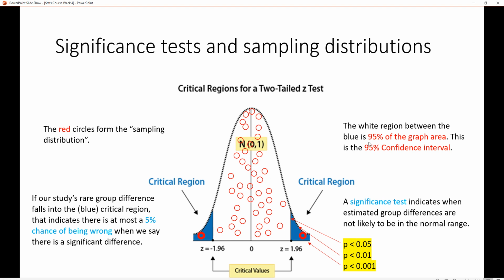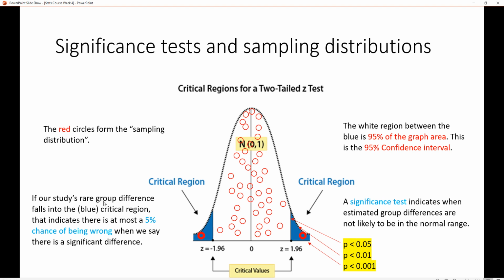The white region between the blue is the 95% of the graph area. This is the 95% confidence interval. And last week we discussed that the critical region is that blue area outside of that 95% confidence interval. And these are the things that we'd consider not within our normal range. They're more than just normal variation. These are things that we would want to keep an eye out for.